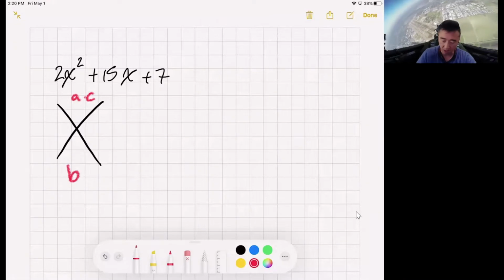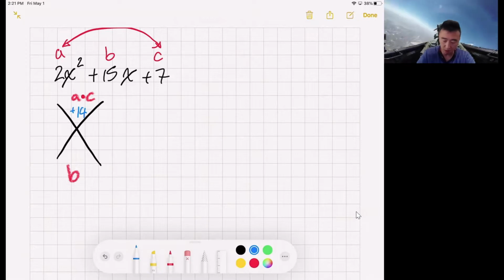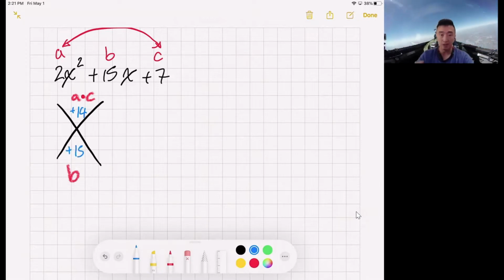So we know that he used the Xbox method where this is A times C and this is B. And in this case, this is your A term, this is your B term, and this is your C term. So when he says A times C, it means multiply these two together. You end up with positive 14, and then your B term down there is positive 15, right? So you need to find two numbers that multiply to 14 but add up to 15.